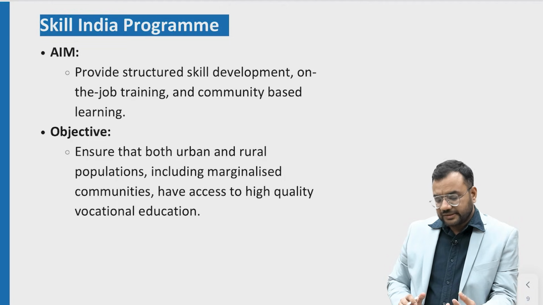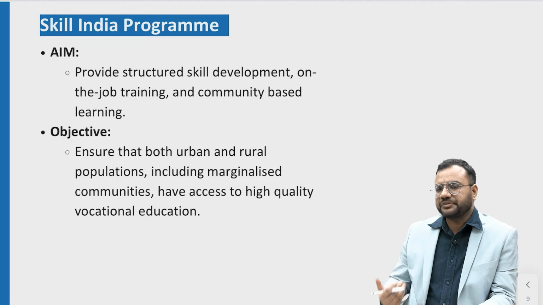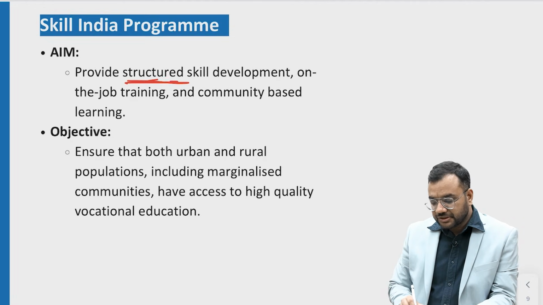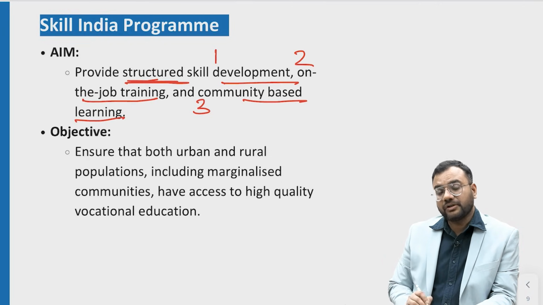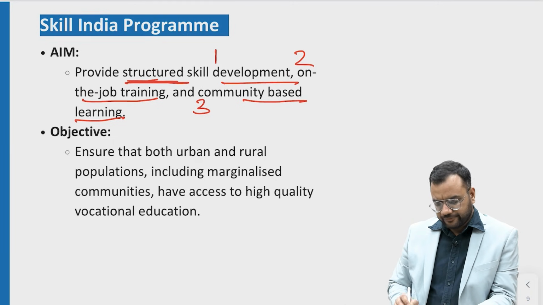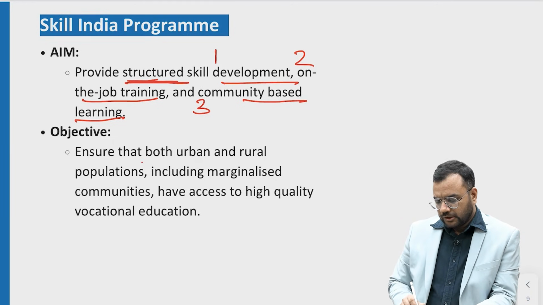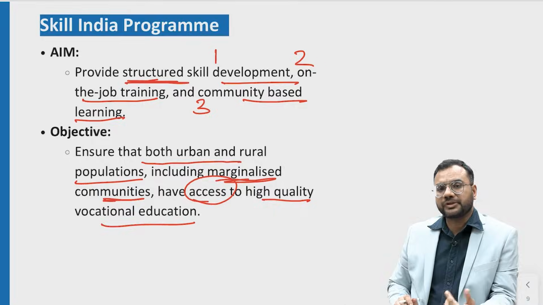After that, let us see what this Skill India program aims at. Particularly after the restructuring, what will be the objective of this scheme? It will provide structured skill development, on the job training, and community based learning will also be provided. Besides, it has a particular objective: to ensure both urban and rural population, including marginalized communities, have access to high quality vocational education.